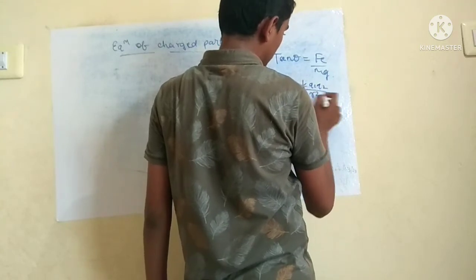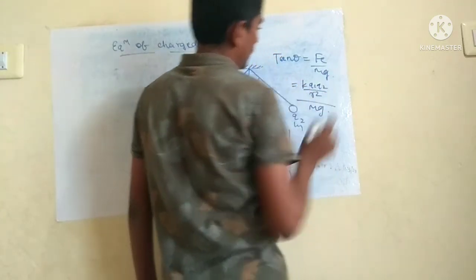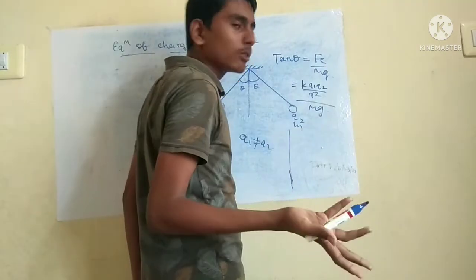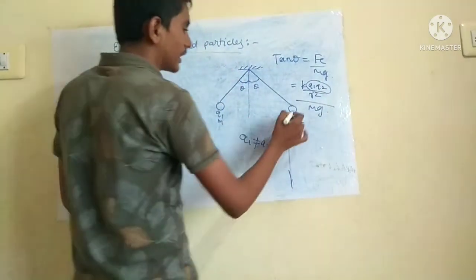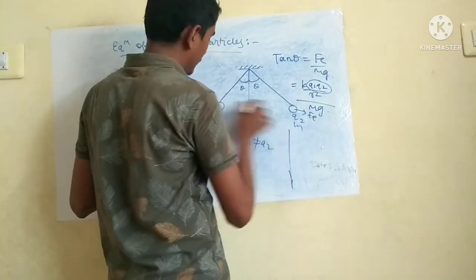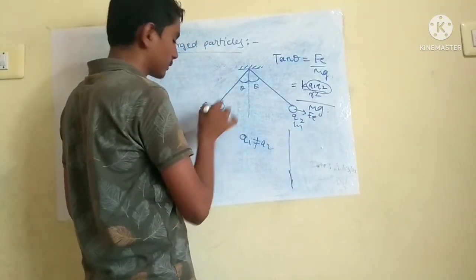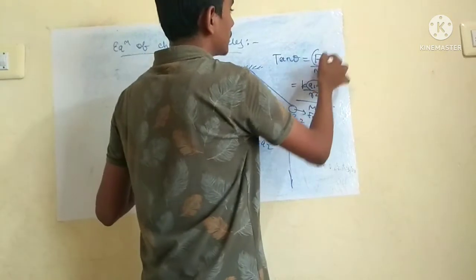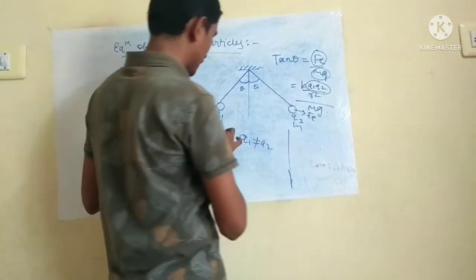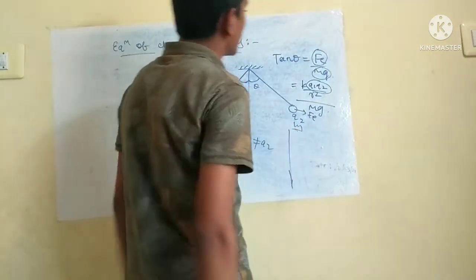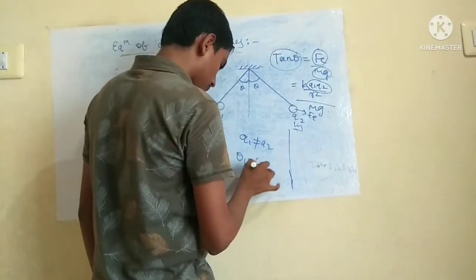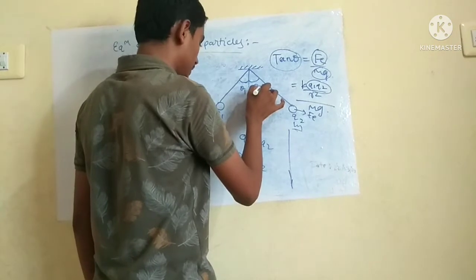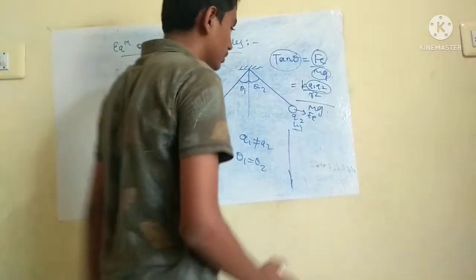Now it will come like this. Even if Q1 and Q2 are not equal, their product will be the same. So here the electrostatic force, here the electrostatic force and here the electrostatic force will be equal. And this is equal anyway because the masses are equal. So this tan theta will be equal. Then theta 1 will be equal to theta 2.